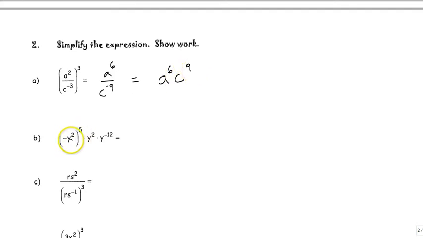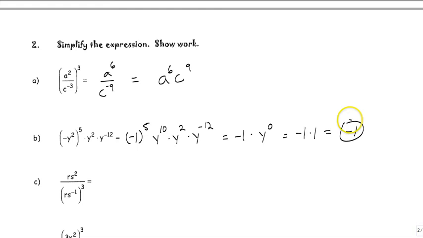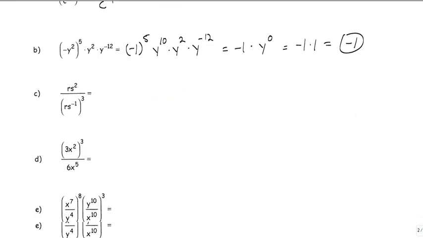Now here's where we have to think. This negative is like negative 1. Okay? So I have negative 1 to the 5th. I want to keep that just so I know if I have a negative or not. Y to the 10th, because this becomes y to the 10th, times y squared times y to the negative 12th. So this becomes negative 1 still, times, when you add the exponents up, you get y to the 0. And you should know that this property means that turns into 1. So my final answer is negative 1. Okay? So again, all I did was add the exponents there for the y's.